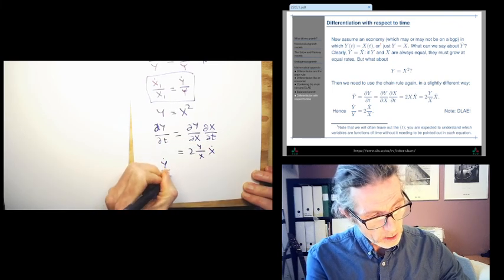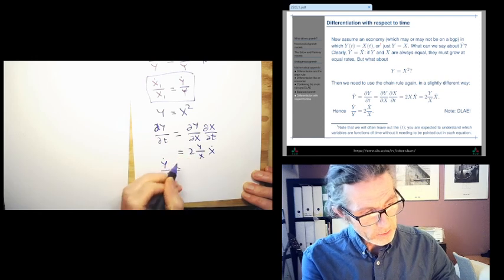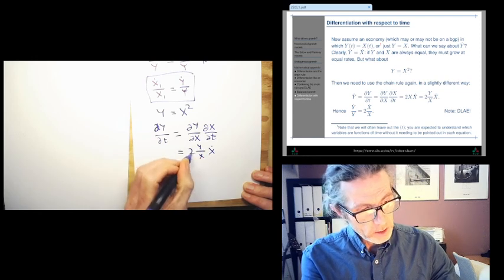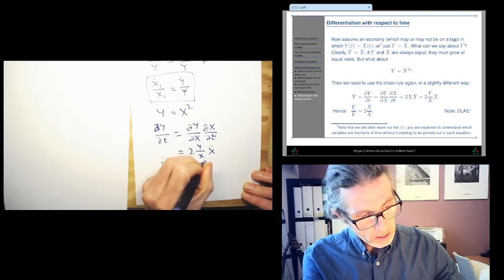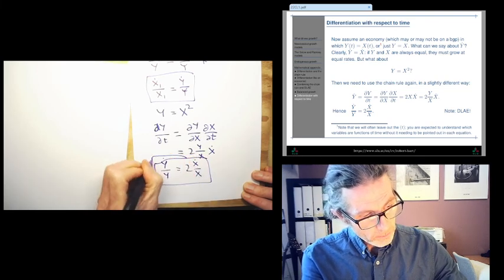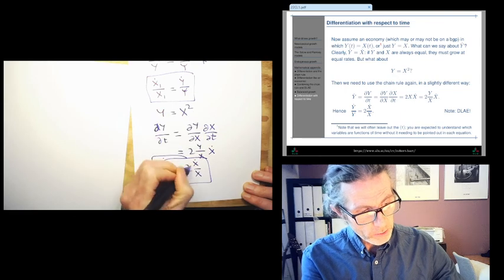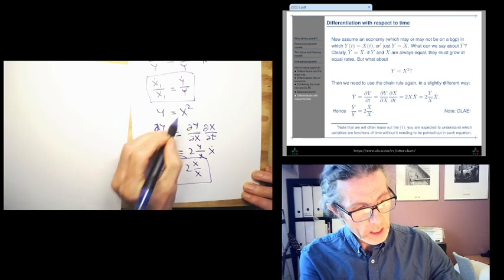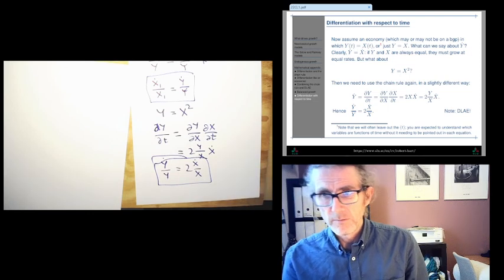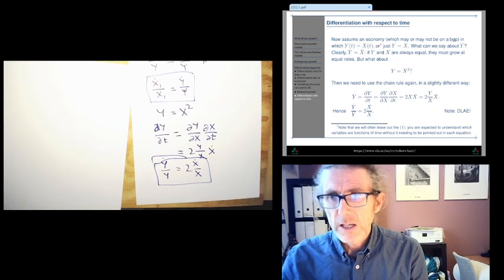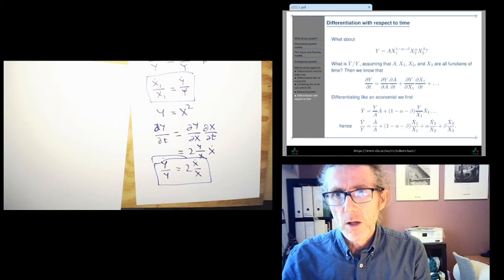So y dot over y, bring this over, is 2x dot over x. So that 2 shows up here. Y is x squared, y dot over y is 2x dot over x. Okay, so far so good. What about a more complex case?